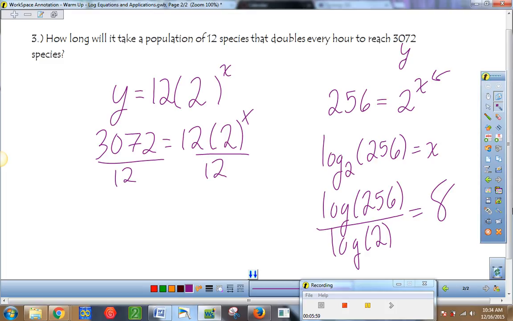Sound good? And of course you would write that as a sentence. What would it sound like if it was a sentence? Perfect. It took 8 hours for the population to reach 3,072. Sound good? I have a question.